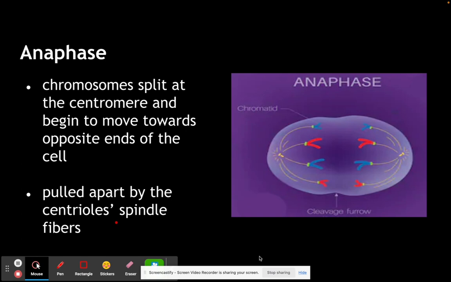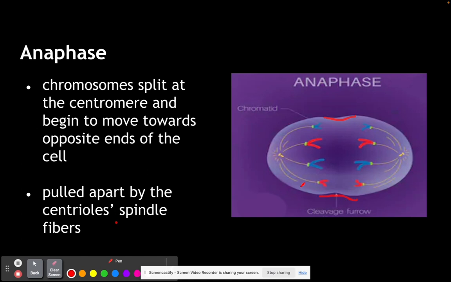And those centriole spindle fibers, like I mentioned, are what are doing the pulling. Notice also in this diagram here, it's called a cleavage furrow. Remember, in metaphase, it was still one big circle. Now this is all the cytoplasm floating around in here. The cell is now going to start to cleave, or indent in, and this is called a cleavage furrow.